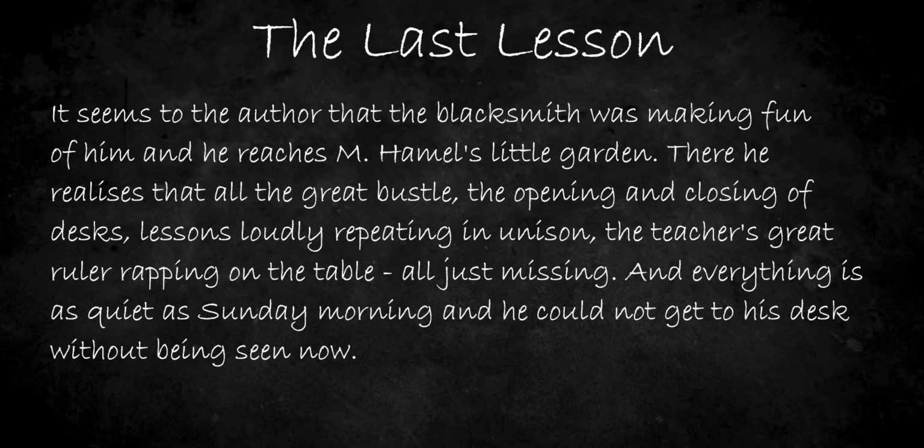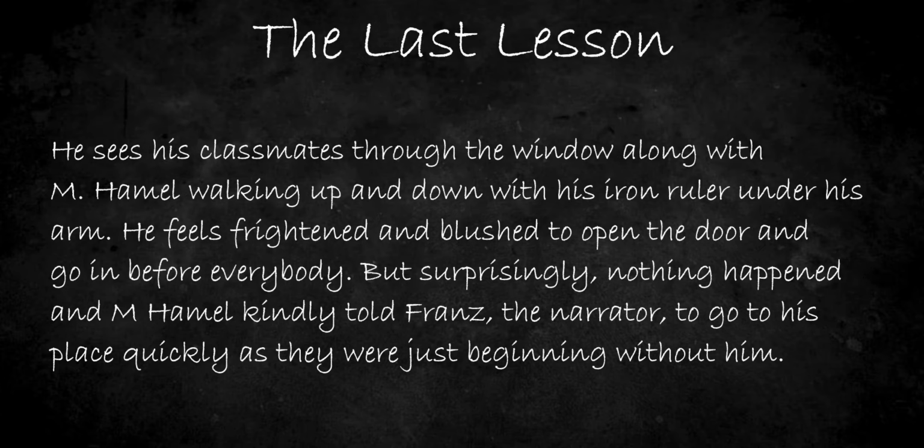Hamel's little garden. There he realizes that all the great bustle, the opening and closing of desks, lessons loudly repeating in unison, the teacher's great ruler rapping on the table, were all just missing. He finds everything as quiet as a Sunday morning, and he could not get to his desk without being seen now. He sees his classmates through the window, along with M. Hamel walking up and down with his iron ruler under his arm. He feels frightened and blushes to open the door and go in before everybody.